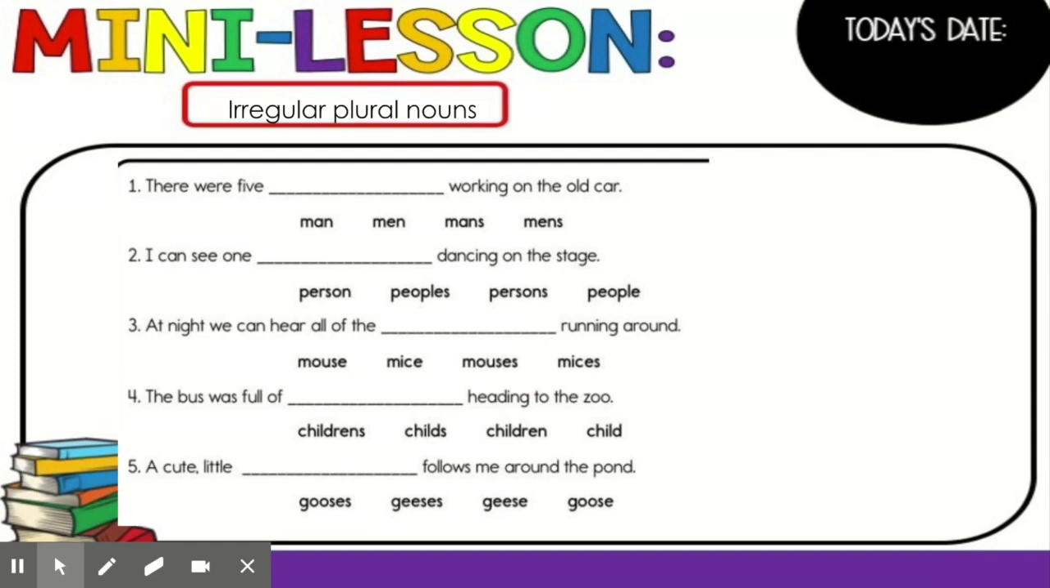So in your journal, if you need to flip your page, then please do so. And at the top, please title your page Irregular Plural Nouns, as well as today's date. I then want you to number your paper 1 through 5 and pause this video to write each sentence using the correct irregular noun. When you have finished writing, you may resume watching the video to review your answers.